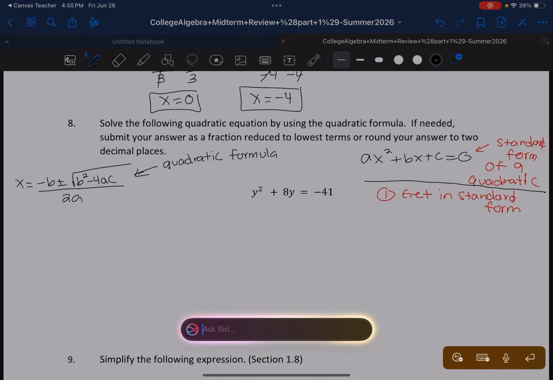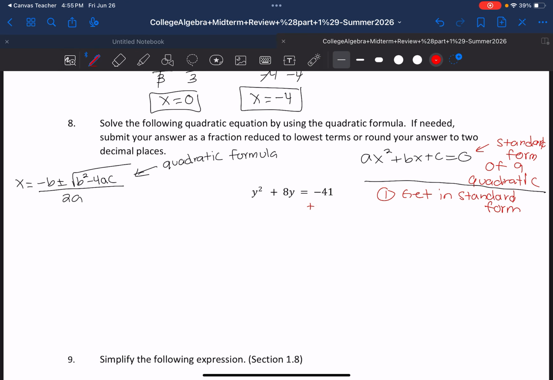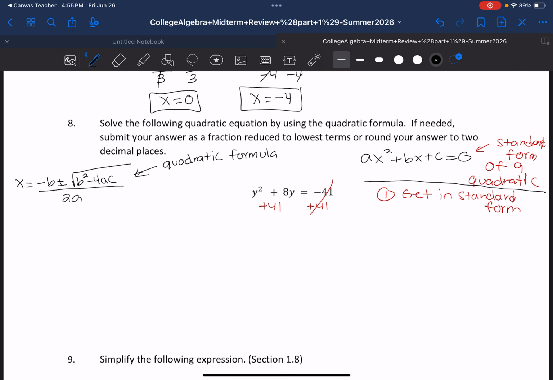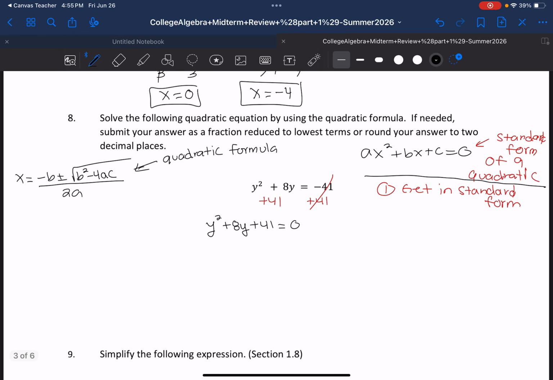Okay, and we're going to do that by adding that 41 to both sides so that it'll cancel on the right. And that will give us 0 on the right. So that leaves me with y squared plus 8y plus 41 is equal to 0. Okay, now you could try to factor this, but it's not factorable. This can't be factored. So the only way to solve it is by using the quadratic formula.